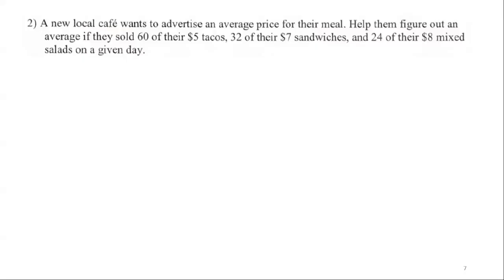All right, it says a new local cafe wants to advertise an average price for their meal. Help them figure out an average if they sold 60 of their $5 tacos, 32 of their $7 sandwiches, 24 of their $8 mixed salads on a given day. So what we're going to do is multiply the items sold by how much each of the tacos, sandwiches, and the mixed salad costs. So we're going to do 60 times 5, 32 times 7, 24 times 8.